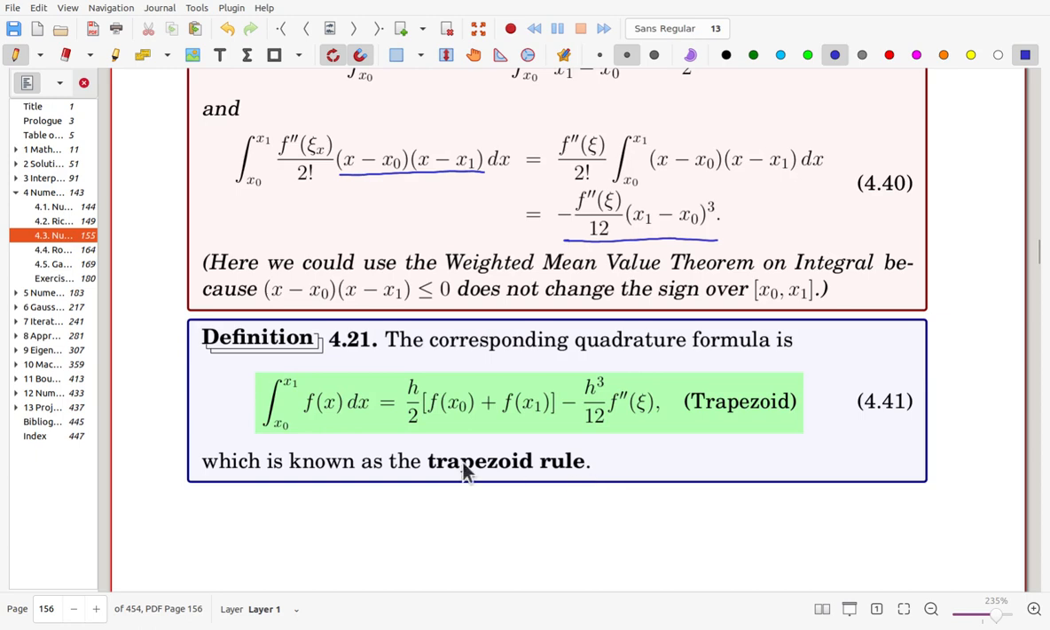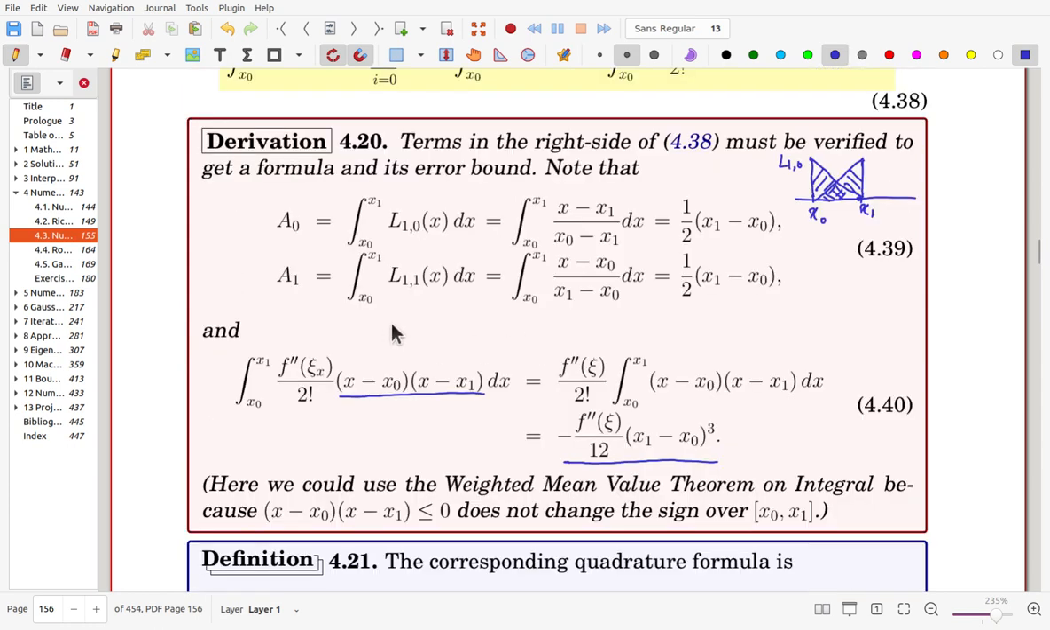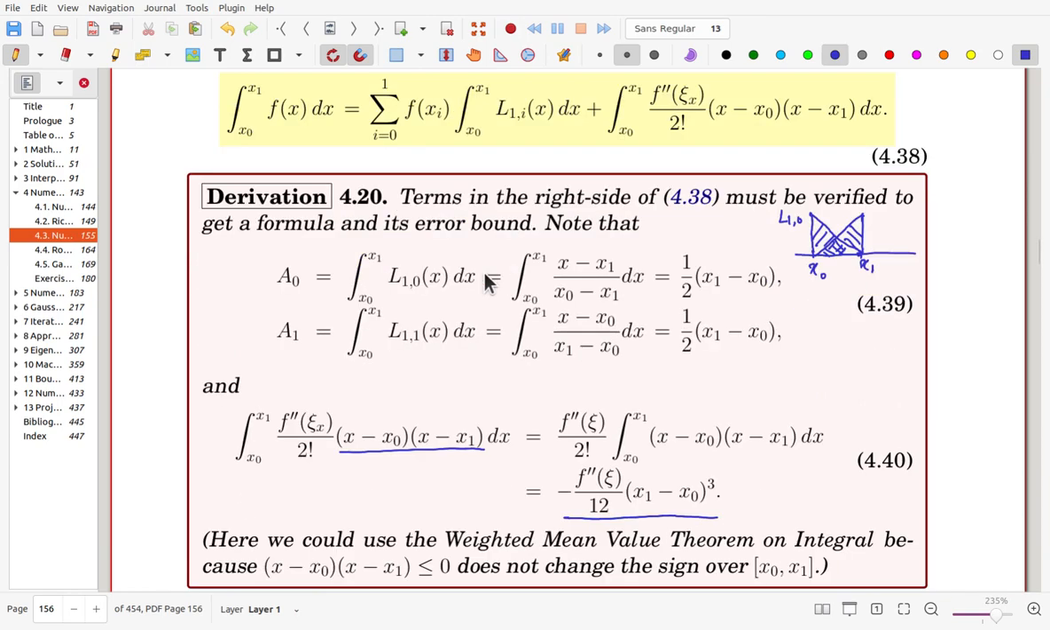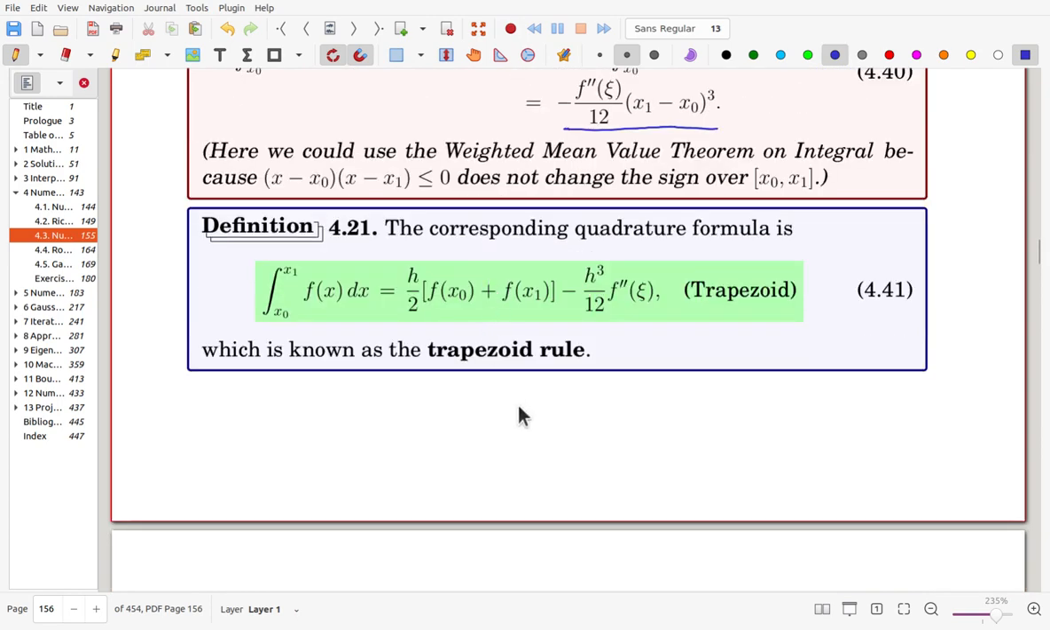Now that is called the Trapezoid rule, because the linear interpolation is eventually making it so that the integration will give the area of a trapezoid. Okay, so that is the trapezoid rule having error in third order.